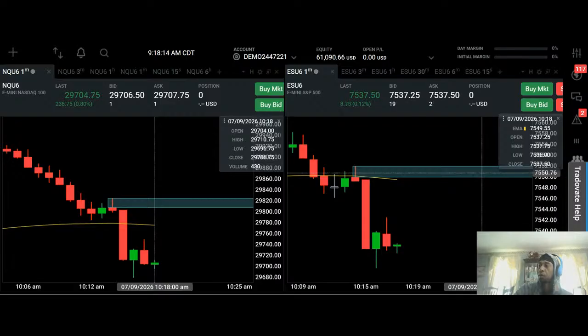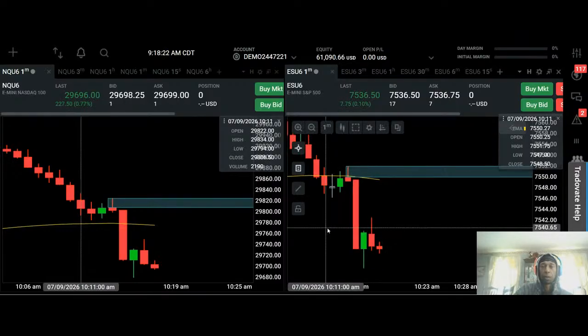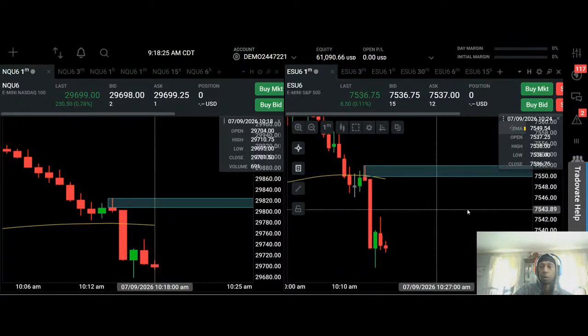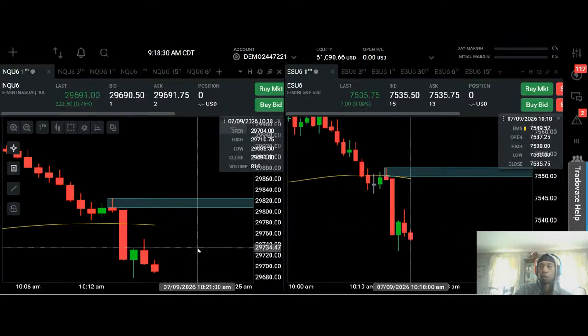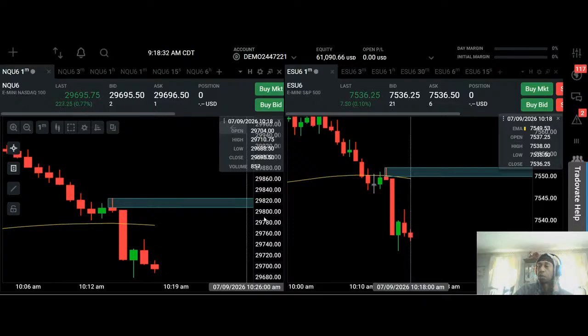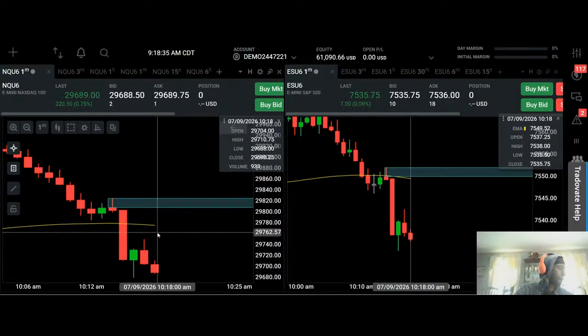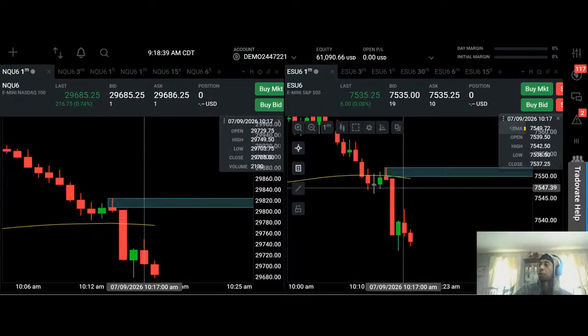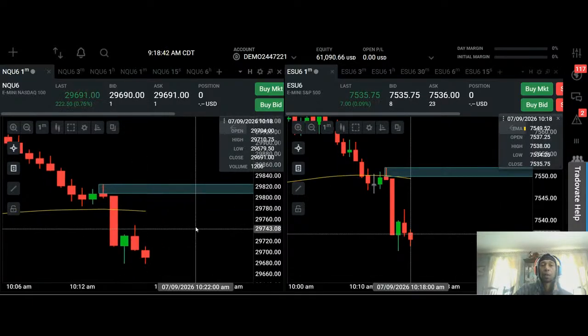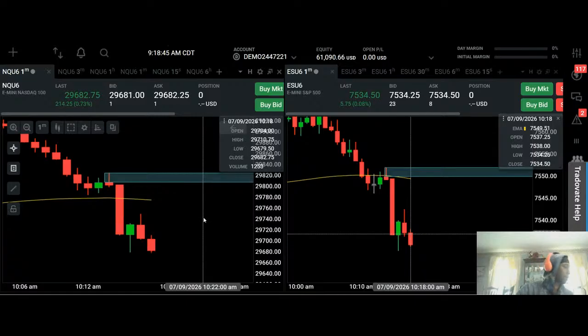Absolutely. Matter of fact, the setup is actually setting up on YM also right now, but it already happened on ES. So we've got to wait for it to come back up there and see if it wants to give it to us. Because if it does, this is where it'll fall from. Right here, this box. So let's see if they want to give it back. And if they don't, they don't. But I do know that patience pays.